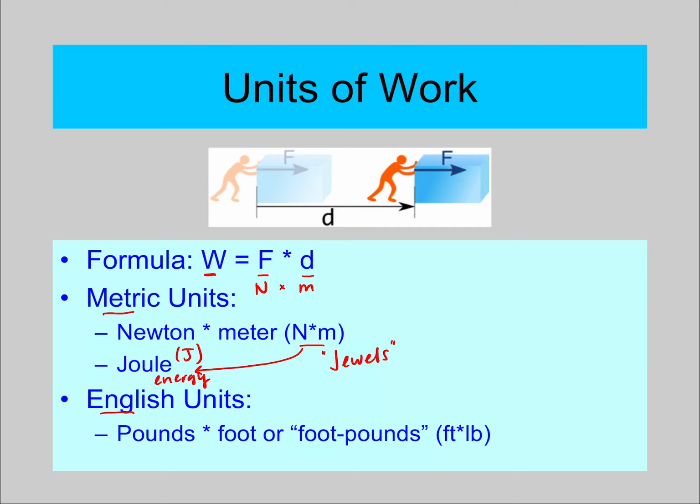Now the English system units are going to be a little bit different. The force units in the English system are pounds, and instead of measuring things in meters, we measure them in feet. And so the unit is going to be pounds times foot, or what's called foot-pounds, abbreviated FT times LB.